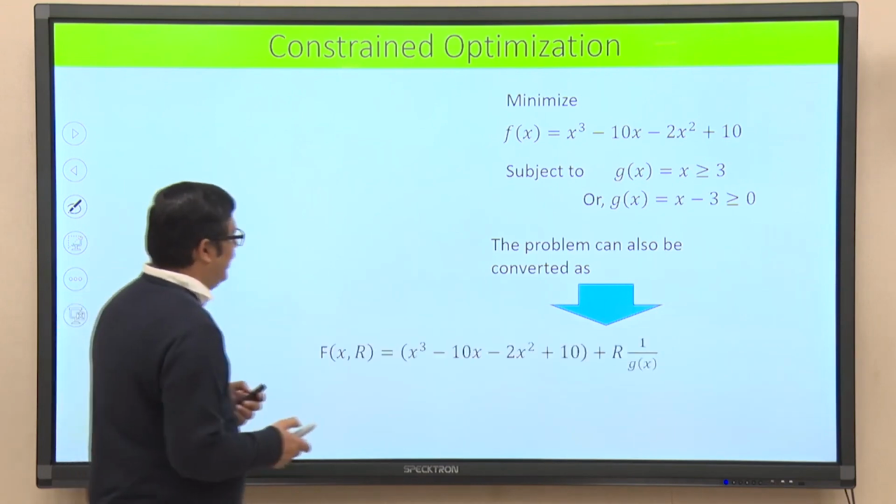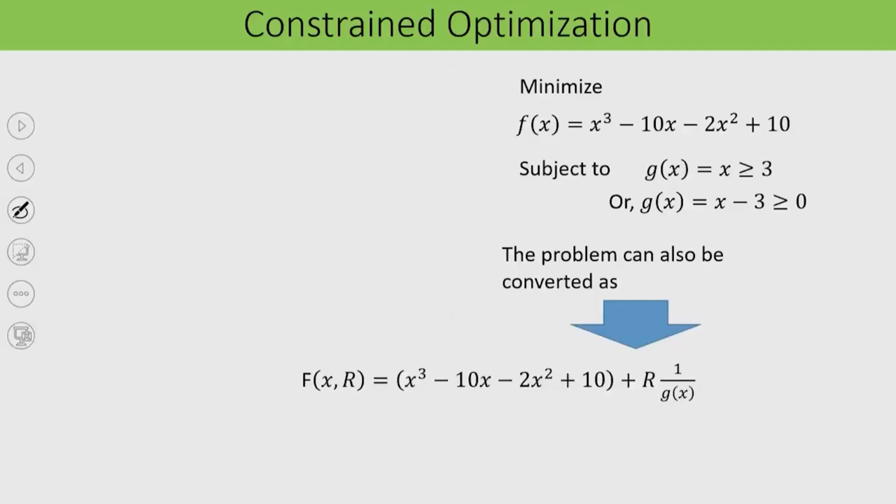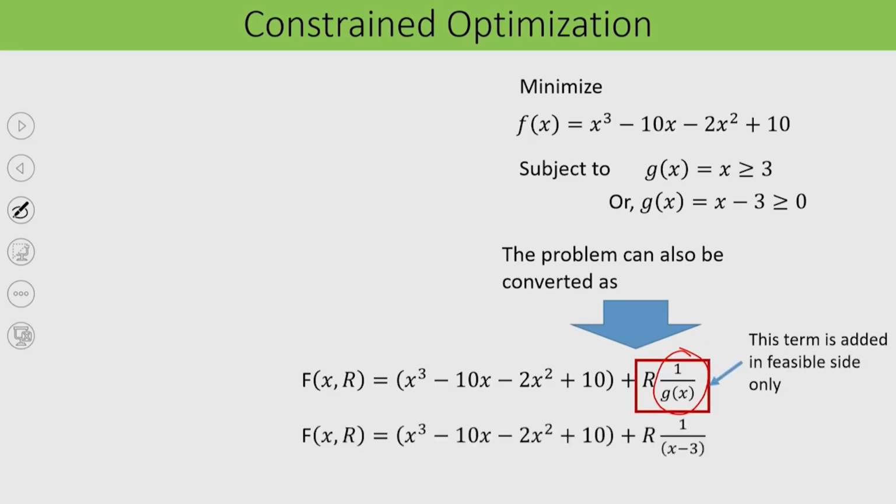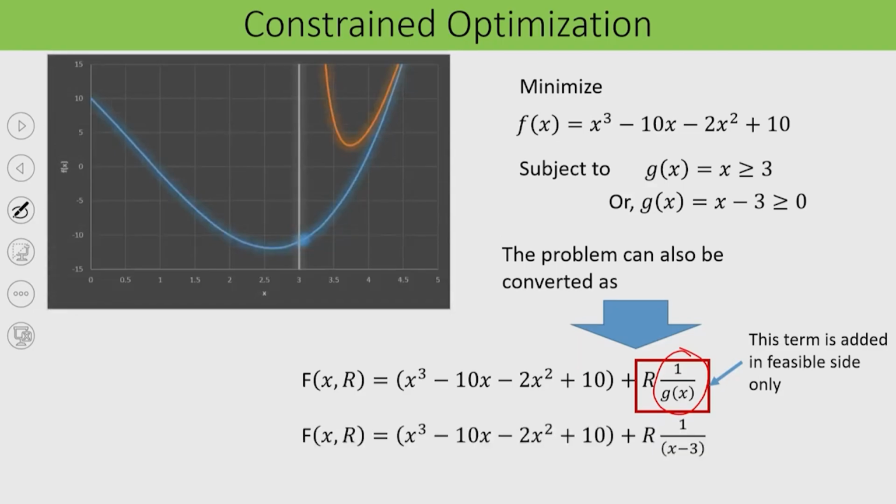What I can do basically, in place of this bracket operator, is use 1 by g(x). So, what is 1 by g(x)? Suppose I look at this function. In this case g(x) is x minus 3. Okay. So, what we are doing here is penalizing the solution in the feasible region. This term is added on the feasible side only. So, what is happening here?